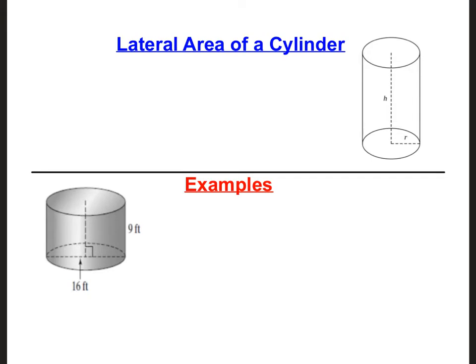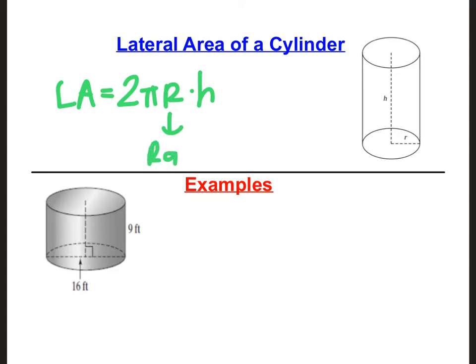We're going to start by finding the lateral area of your cylinder. For this one, the lateral area equals 2 pi r, which is the circumference of the circle of your base, times height. Again, r is your radius, which is this length down here, and h is your height.